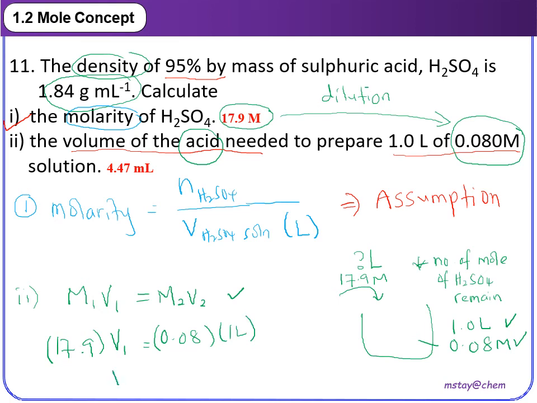Okay, so press the calculator, you will get 4.47 exponent negative 3 liter. Okay, but normally in the lab, the apparatus that we use will be measured in milliliter. So it is more logical if we convert the unit to 4.47 milliliter.